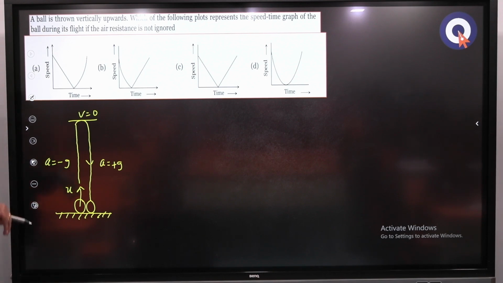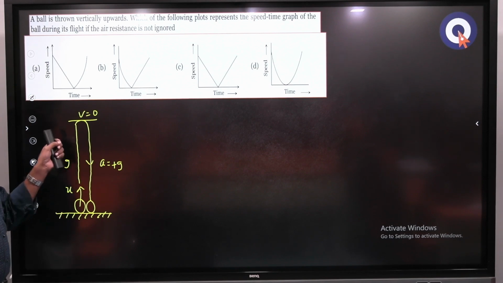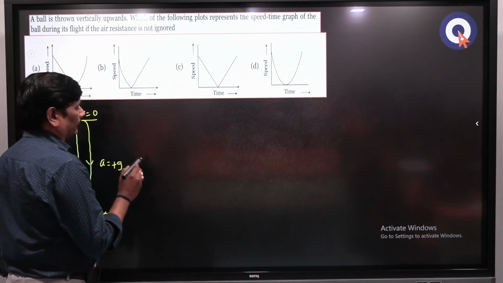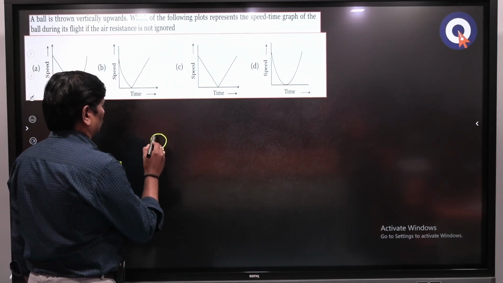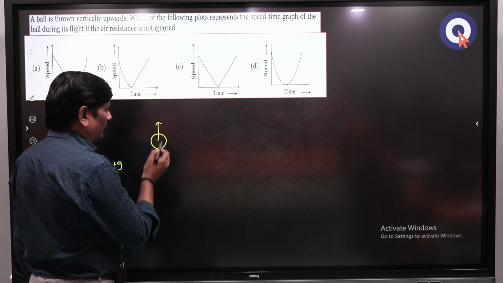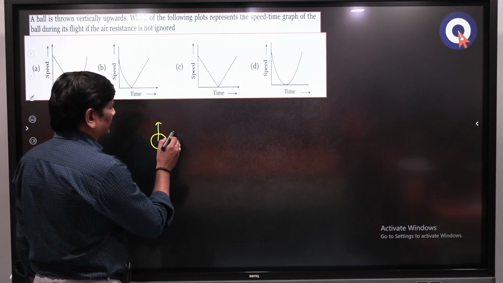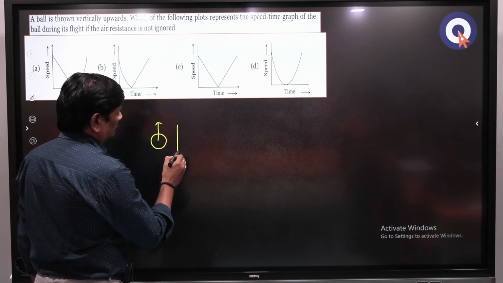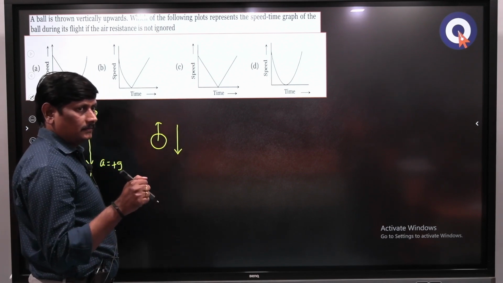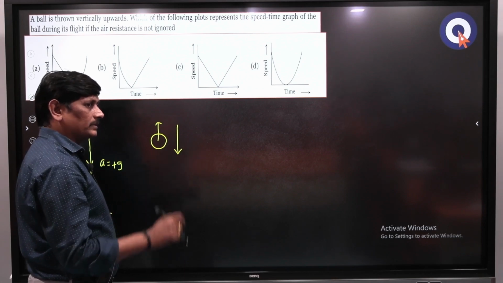Without any other forces acting on the body, only the gravitational force acting on the body, while going up and coming down, we consider that a is equal to minus g and a is equal to plus g for the upward and downward journeys. When air resistance is taken, look here. When the body is going up, if air resistance is taken, air resistance always acts in a direction opposite to motion.